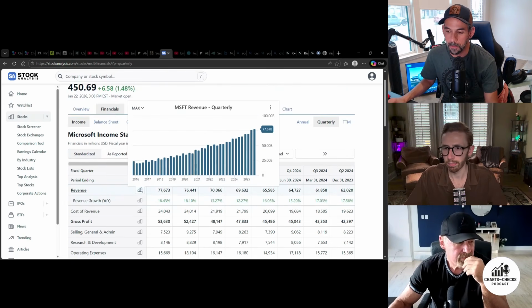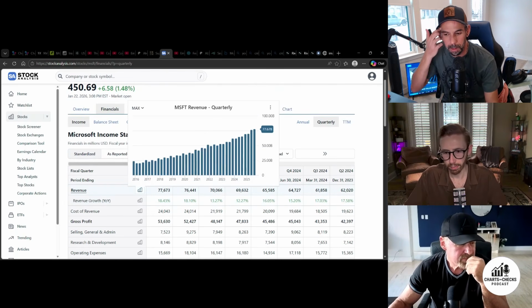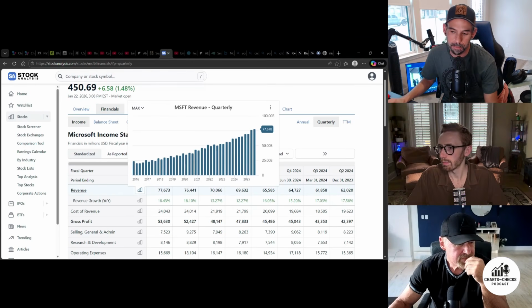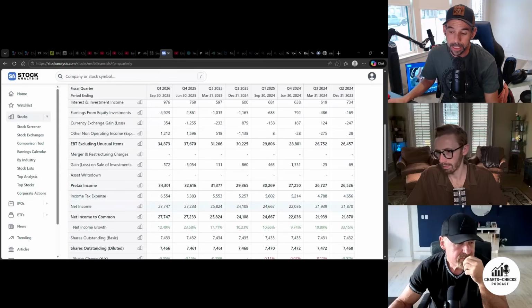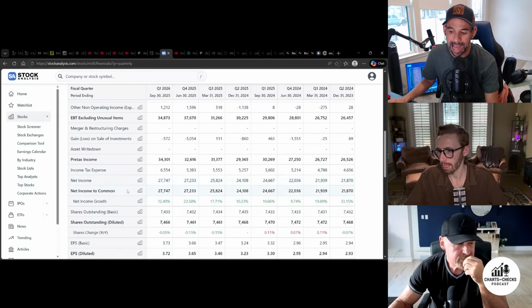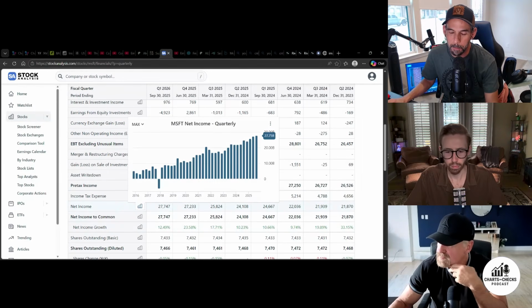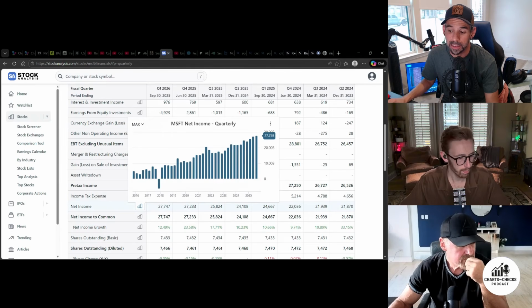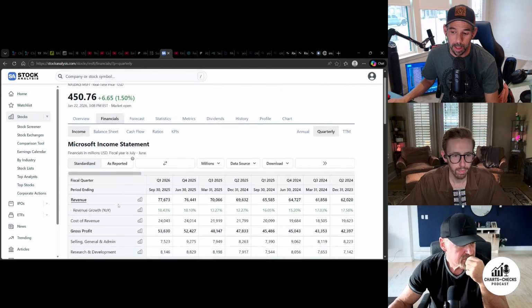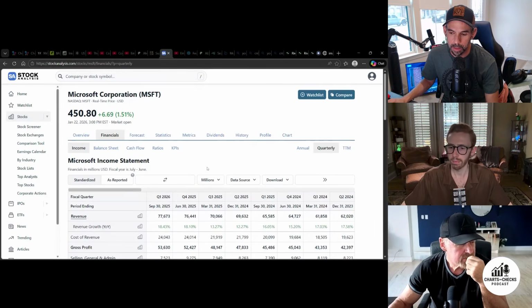So I am not a Microsoft bull by definition, let's put it that way. But I think that a lot of bad news has already been priced in, and the commercial execution of this company is absolutely outstanding. Take a look at the net income: $27 billion on the last reported quarter. So I think that this company deserves, in my opinion, the benefit of the doubt.